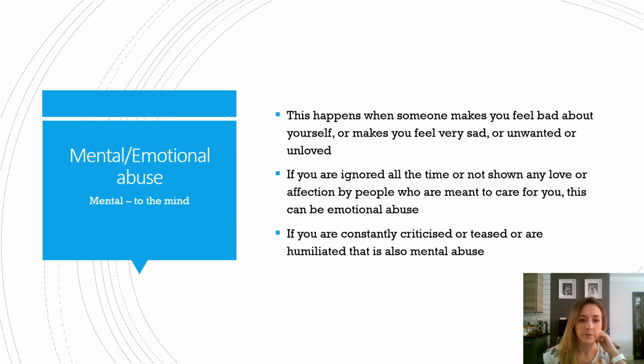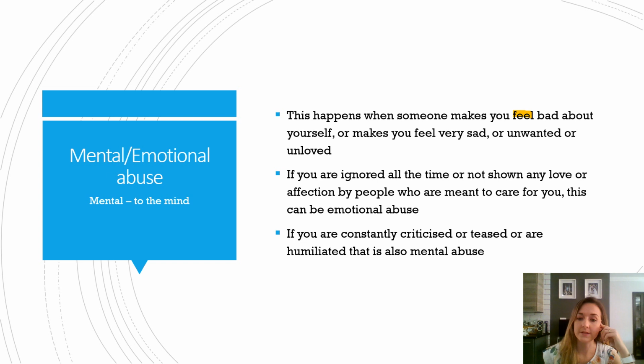Okay, so now we're going to talk about mental and emotional abuse. We've already said that mental means to the mind. This happens when someone makes you feel bad about yourself or makes you feel very sad or unwanted or unloved. So they're feelings. I can't see your feelings. I can tell how you might be feeling by the look on your face. You can show me your emotions on your face, but I can't physically see in your mind that you've been hurt. All right, so this is the contrast to physical abuse.